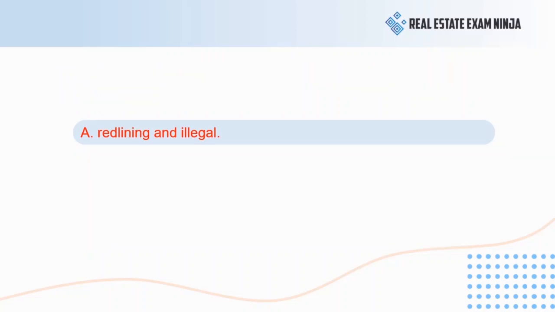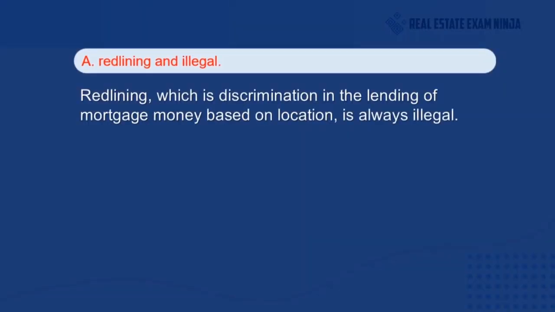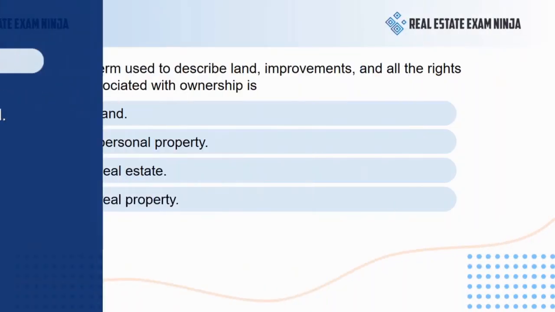The correct answer is A. Redlining, which is discrimination in the lending of mortgage money based on location, is always illegal.